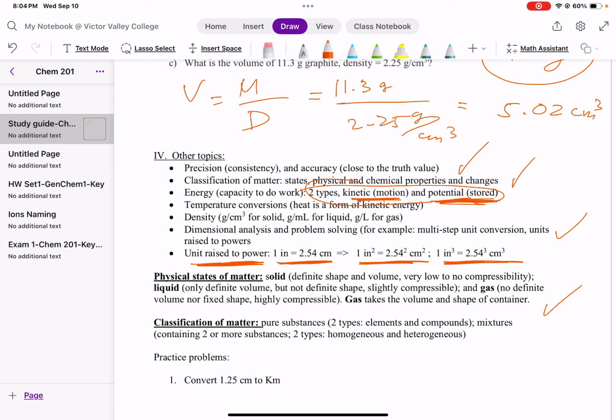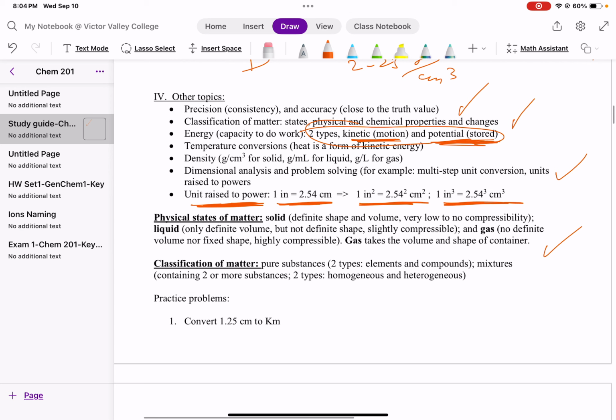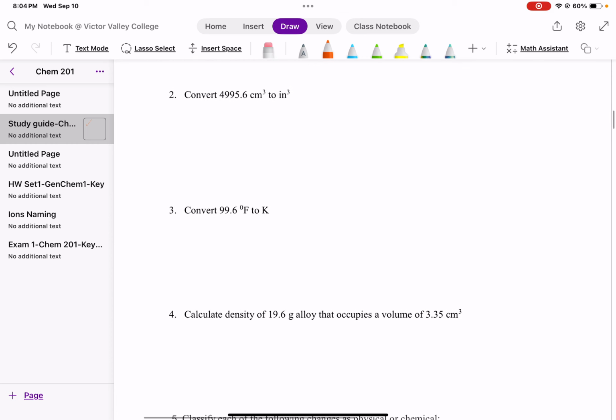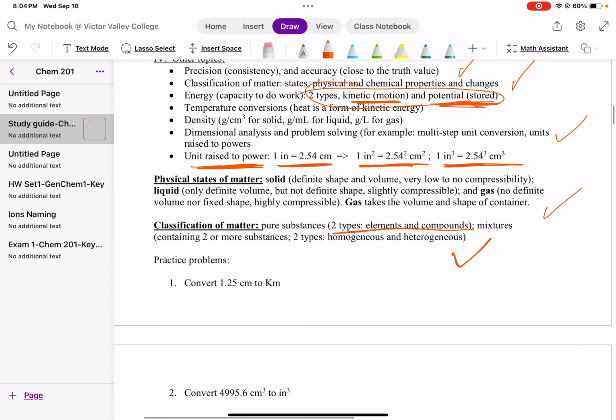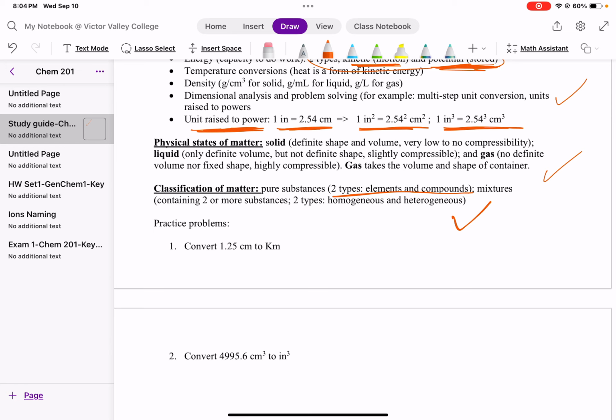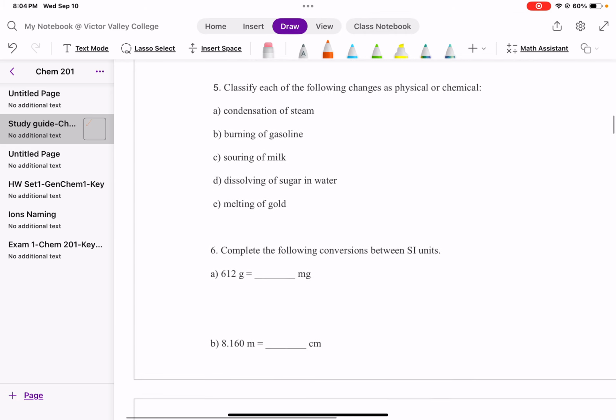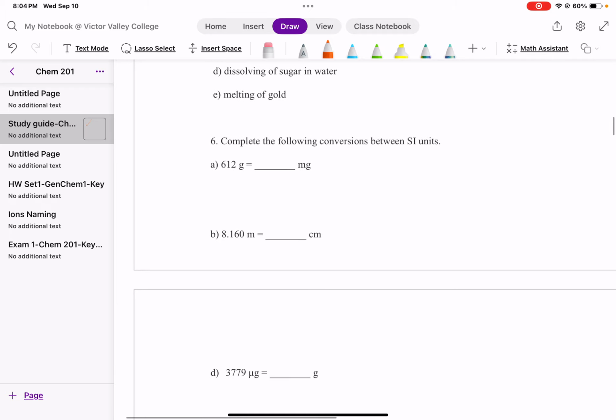And a couple of miscellaneous topics, like physical states of matter and stuff. Classifications, you have 2 different substances, element and compound, and mixture, and then you have all kinds of components in a mixture, right? We have more practice problems here, and let's have you guys give it a try, and then I have answers for you to check on this one.